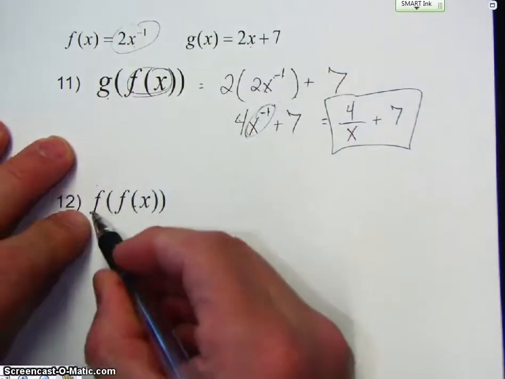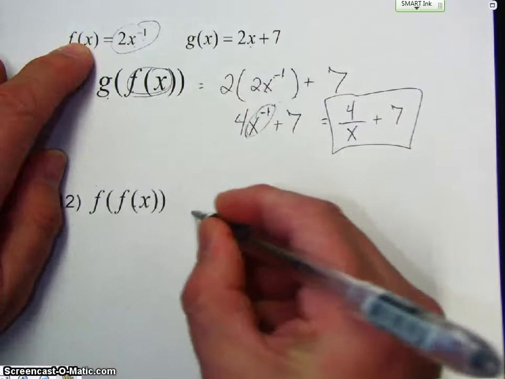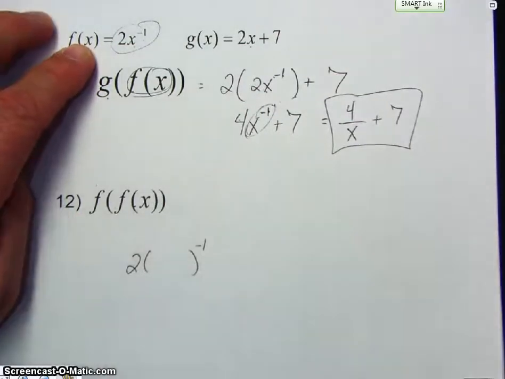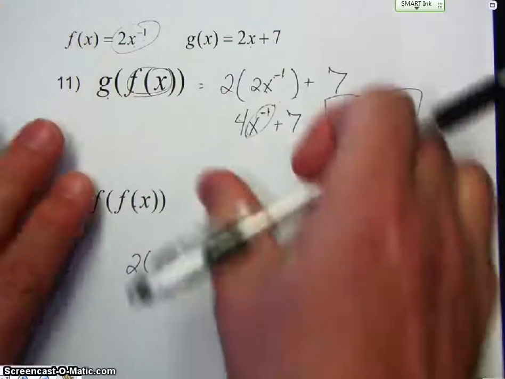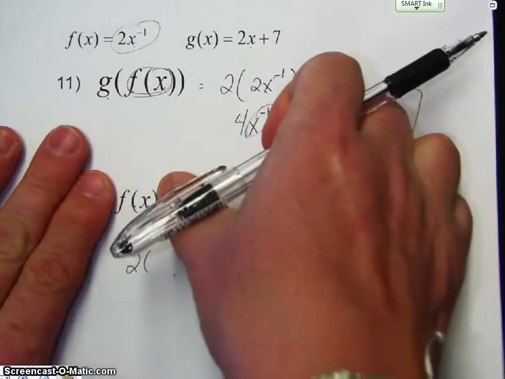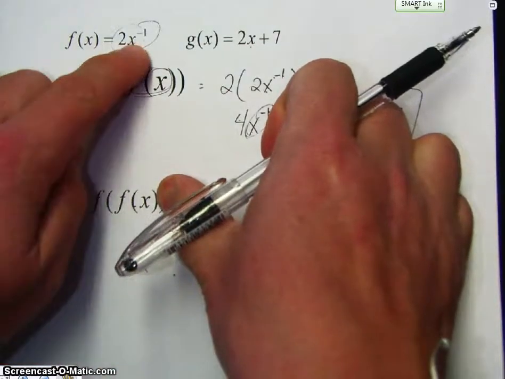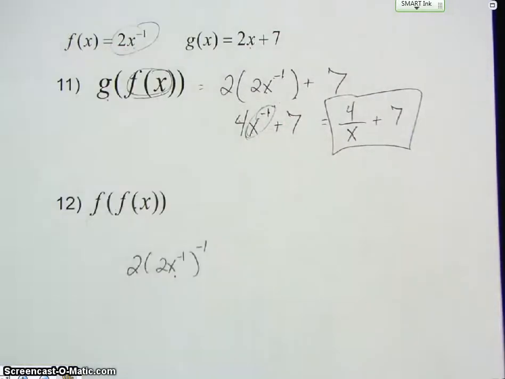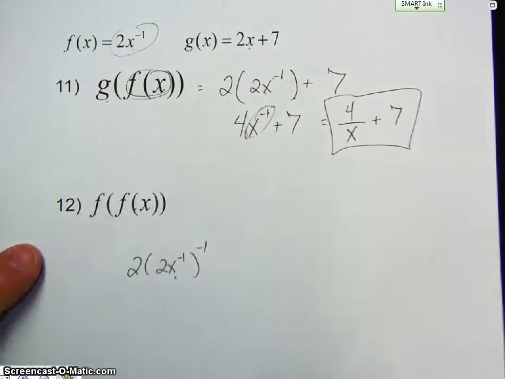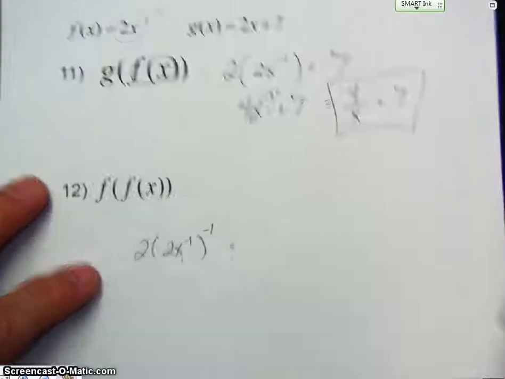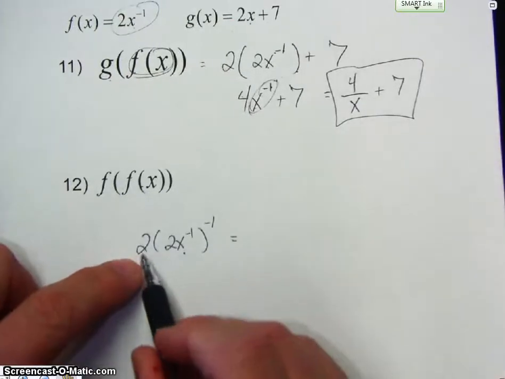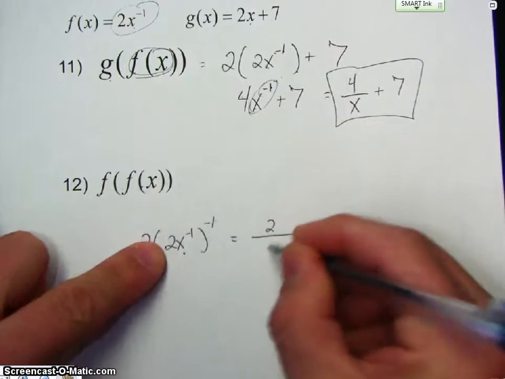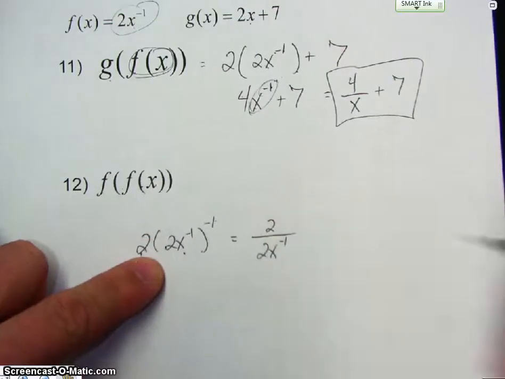All right, f of f of x. Outside is f, so I'll take this f, I'm going to rewrite it. Okay, now what goes in the parentheses is what's inside here, which is f of x. So in other words, I'm taking itself, and I'm plugging it into here. So I'm taking this 2x to the -1. Now I'm going to simplify. The first thing I do, you notice here, this 2 stays. All this parentheses goes to the bottom. So this becomes 2x to the -1.